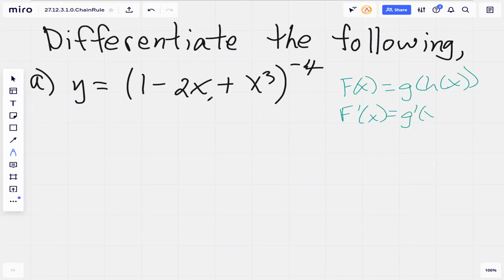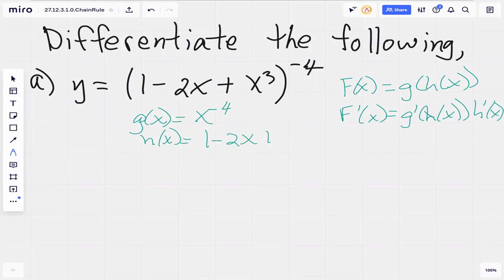So it ends up being g prime, h of x times h prime of x. So in some ways we need to figure out what the two functions g and h are, or sometimes three. So in our case, g of x is probably x raised to the negative 4, and h of x is 1 minus 2x plus x cubed. Okay, so y is our capital F at x. All right, so now we can take our derivative.